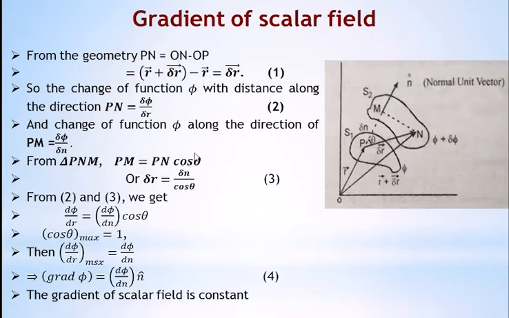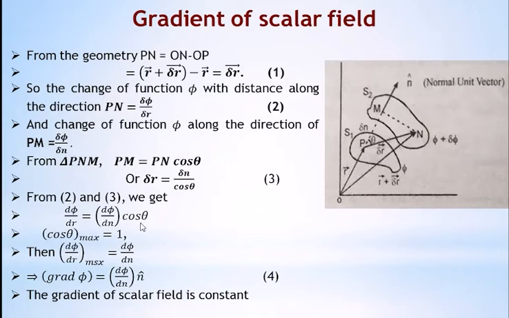Then we insert the distance PN and PM, del phi upon delta n. Then we write delta r is equal to delta n upon cos theta, which is equation number 3. From equations 3 and 2 we get the relation d phi upon dr is equal to d phi upon dn cos theta. And what is the maximum value of cos theta?